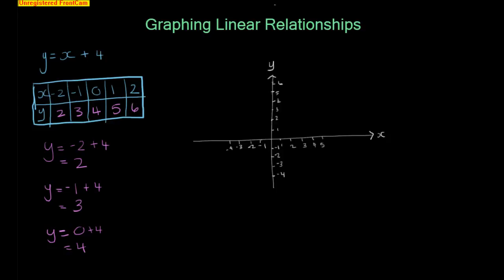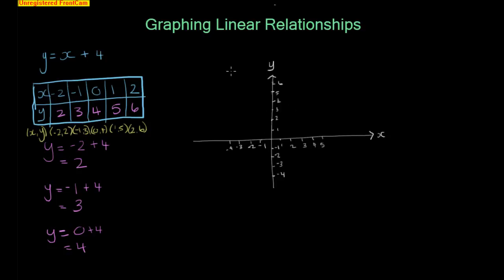So once we have our table calculated, we can write these as ordered pairs. Okay, so when we write an ordered pair, we write our x value first, then our y value. This would be (-2, 2), (-1, 3), (0, 4), (1, 5), and (2, 6). So these now are our coordinate points that we can use to plot on our Cartesian plane.